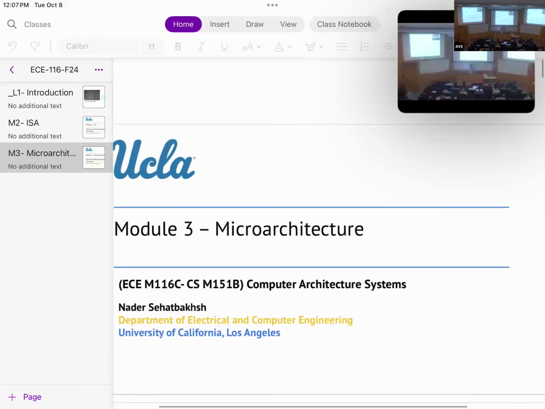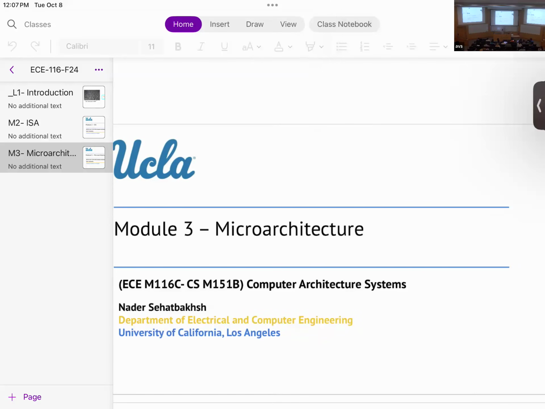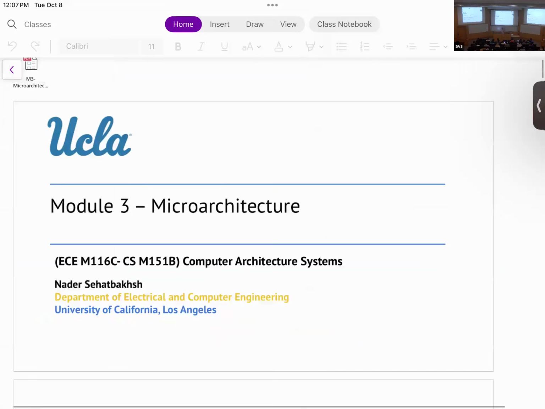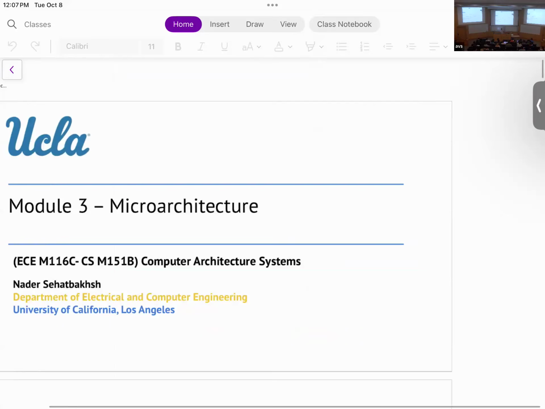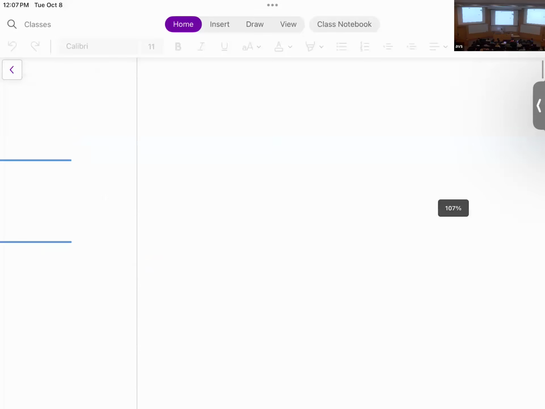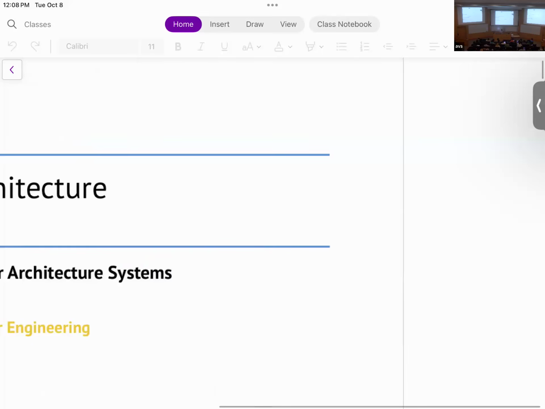So today we're going to talk about microarchitecture. This is an important topic that we're going to use a lot, and one of the most important parts of this class. Your first project is going to be also about this lecture and the next lecture that we're going to cover next on Thursday. A few announcements.